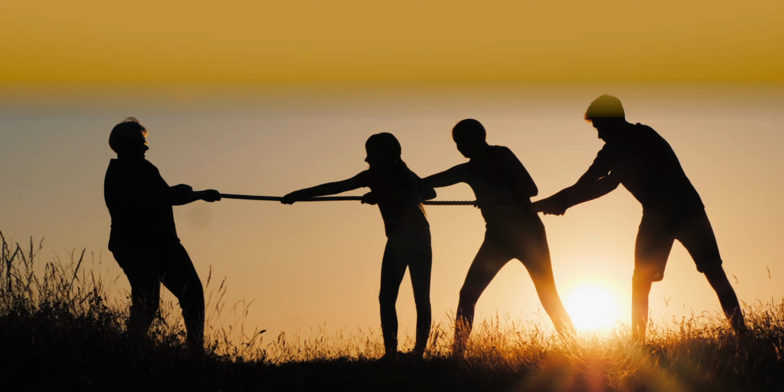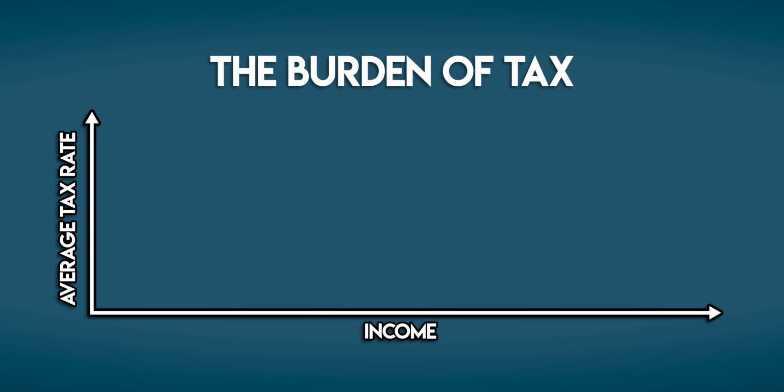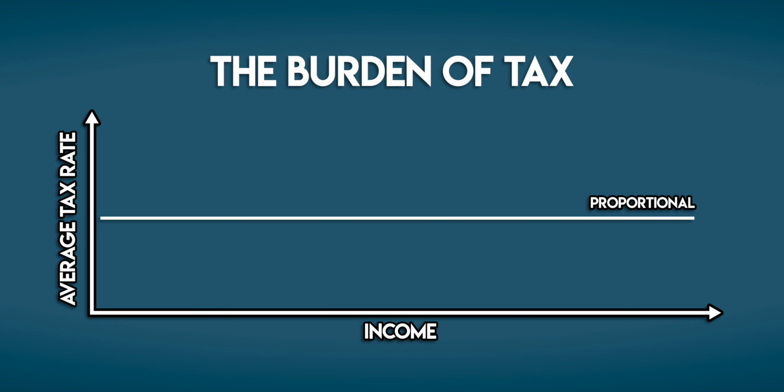The burden of different taxes can fall on different groups of people. We tend to think of taxes as proportional, regressive, or progressive. A proportional tax charges everyone the same average tax rate, regardless of their income. It's also called a flat tax because the line is flat.